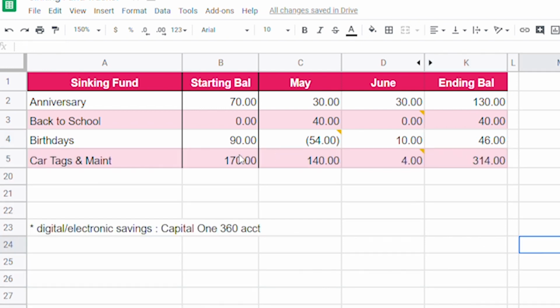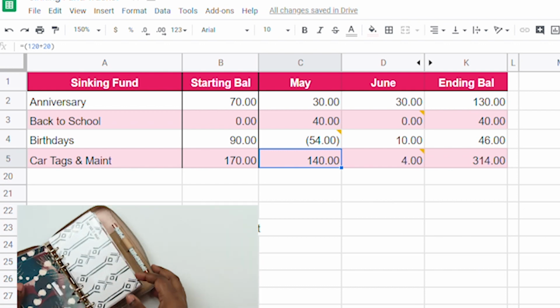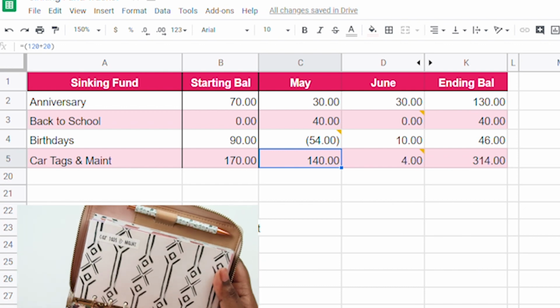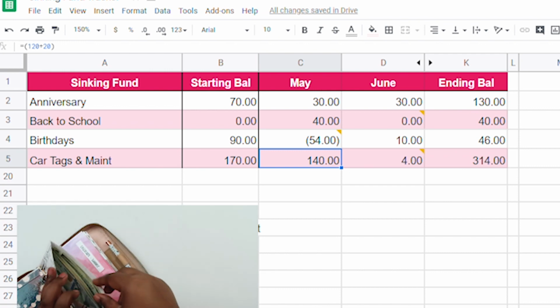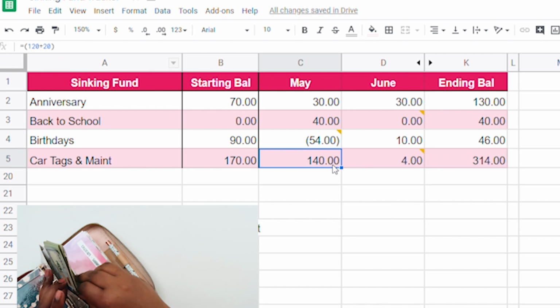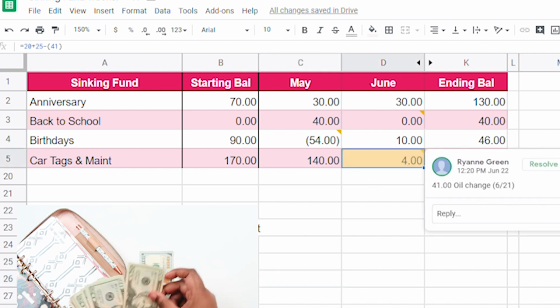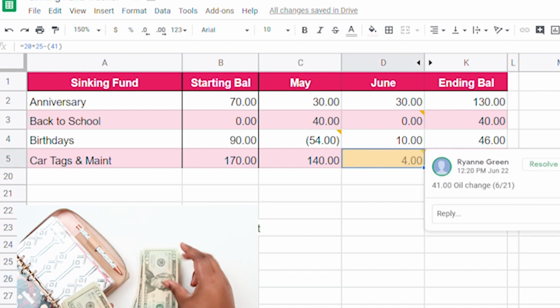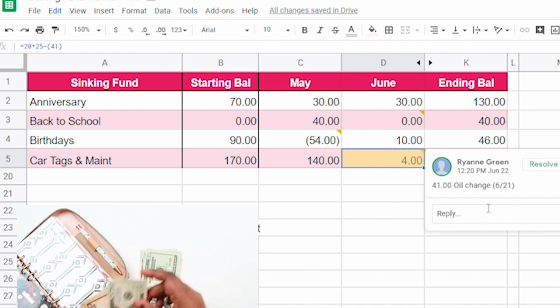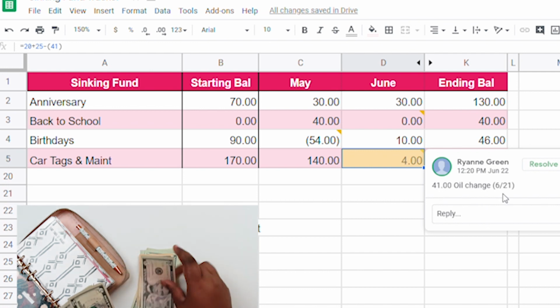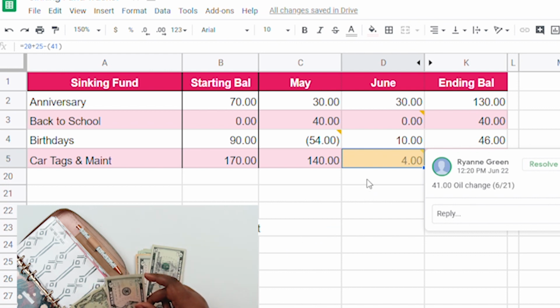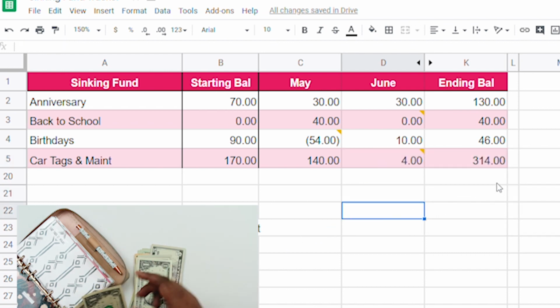All right, sinking fund number 4, car tags and maintenance. I started with $170 in this account at the end of April. In May, I was able to add $120 the first paycheck, because, remember, I got my tax refund back. So I went ahead and put in everything that I'm going to need for my car tags in November. On the second paycheck, I added $20, for a total of $140. Nothing went out in May. In June, I added $20 the first paycheck and $25 the second paycheck. Sorry, and then I had a $41 oil change on June 21st. When we do the math there, it nets to $4.